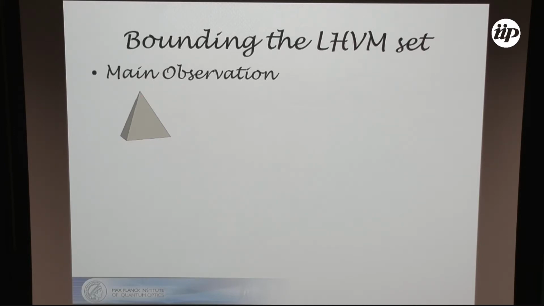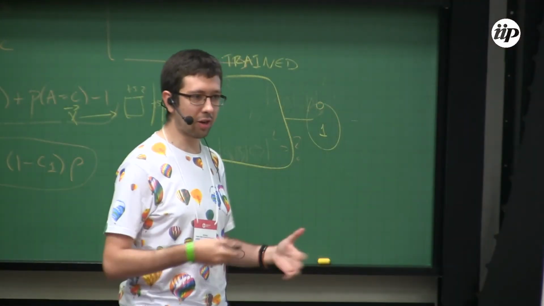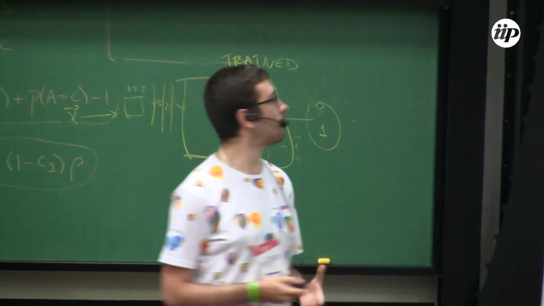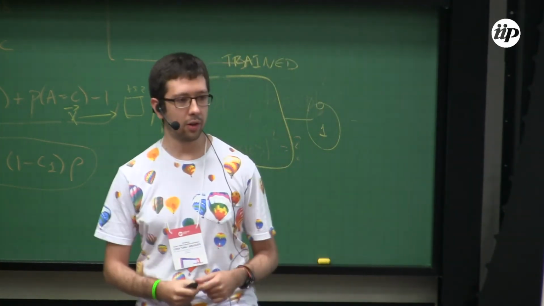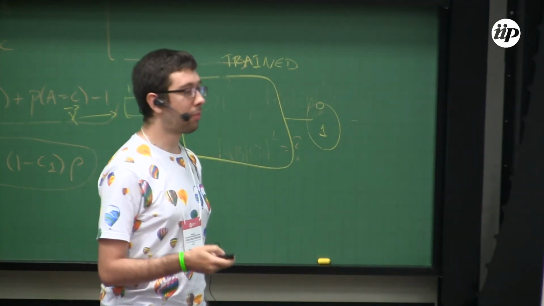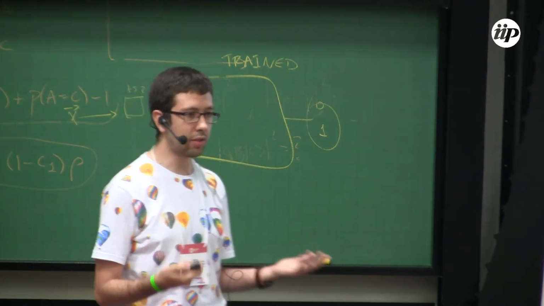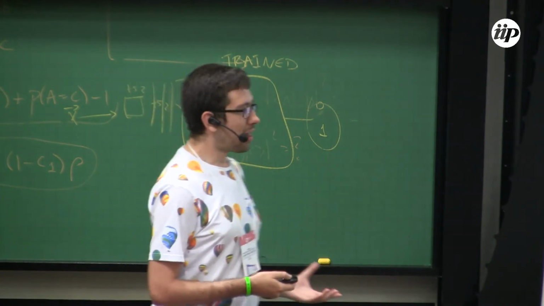So this would be kind of like what you saw if you played video games, Lara Croft in the 80s. And then you see that as the system becomes larger, so if you increase the number of parties, you increase the resolution of the entity that you are trying to describe. So increasing the number of parties increases the number of facets of this polytope. But you see that you are always trying to describe the same entity.